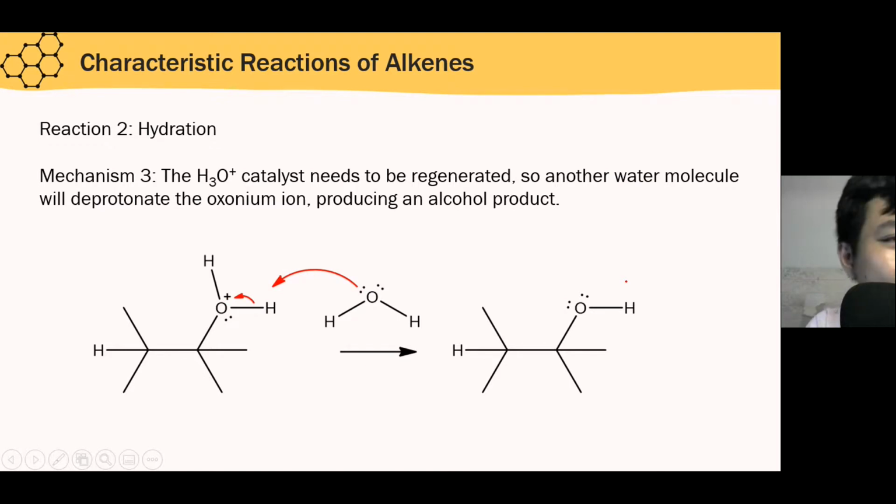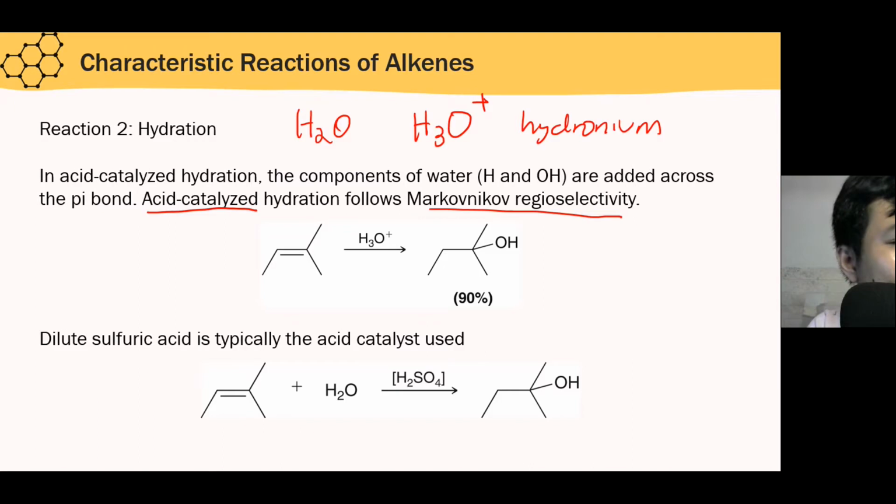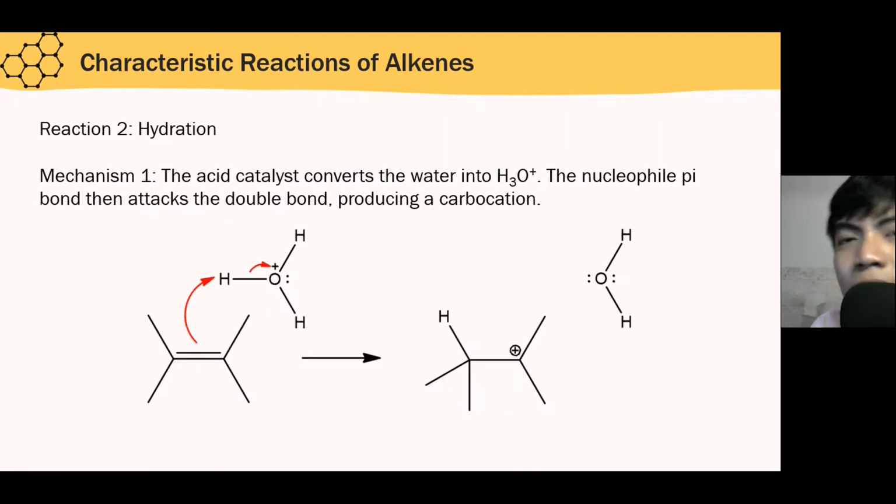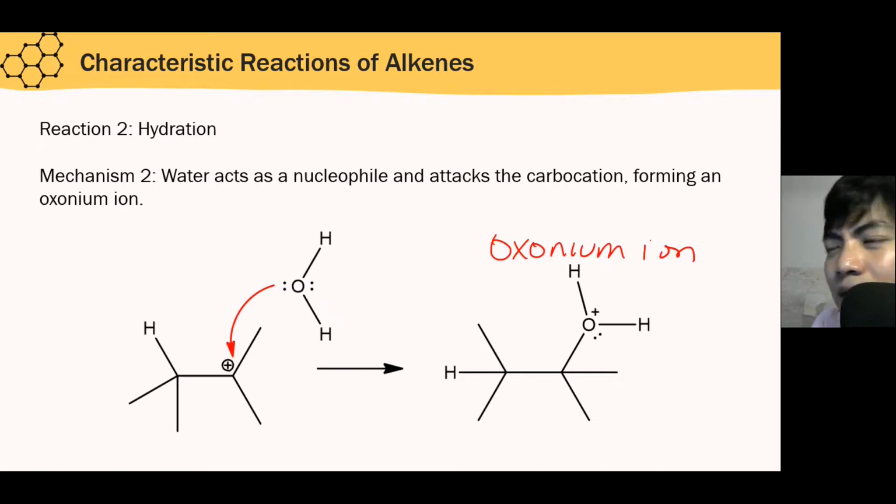Okay? So, there are 3 steps in the hydration reaction. The first step is the typical one. The alkene will get the hydrogen of the hydronium ion, resulting in the production of a water molecule and a carbocation. The second step is that the water molecule will attack the carbocation. Take note that the arrow should be drawn from the lone pair to the carbocation.